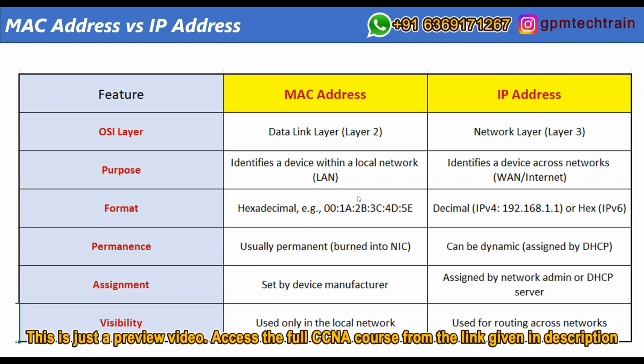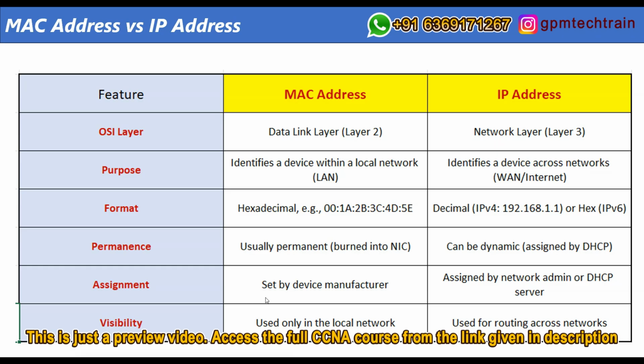When it comes to the format, a MAC address is in hexadecimal format like this, whereas an IP address is in decimal format like this, for IPv4. IPv6 is in hexadecimal. Usually the MAC address is the permanent one, which is burnt into the NIC. That's why we refer to it as a burnt-in address. We won't change it. However, an IP address can be a dynamic one. We can assign any IP address to any device.